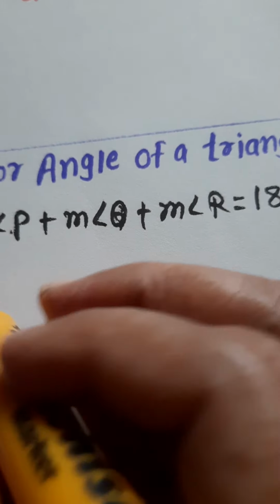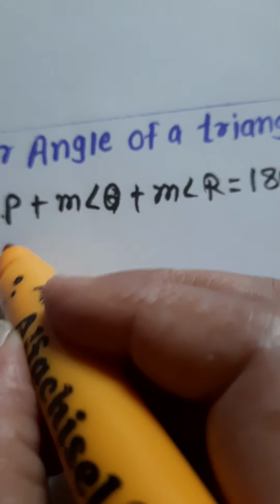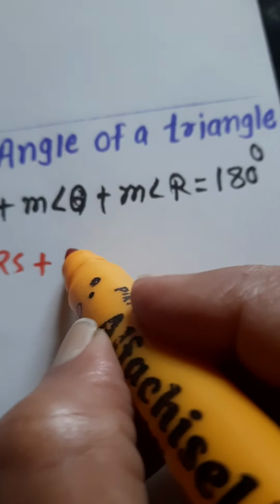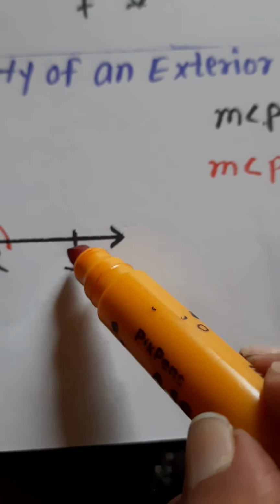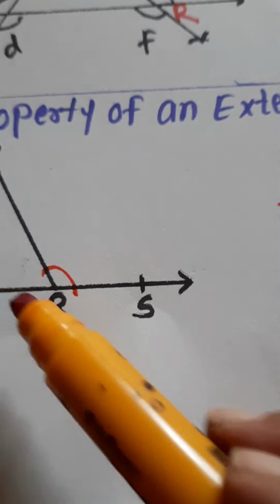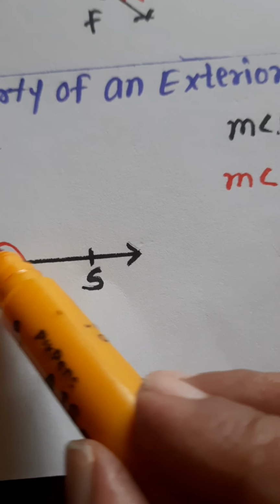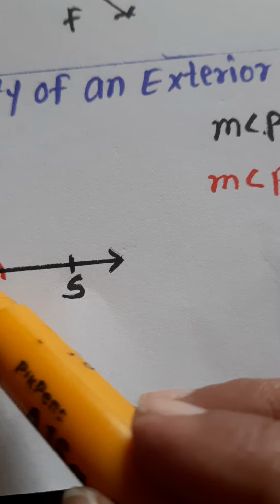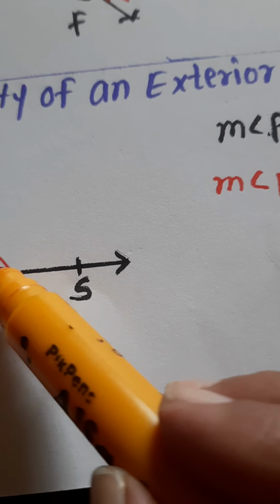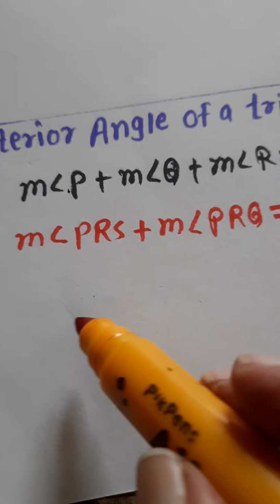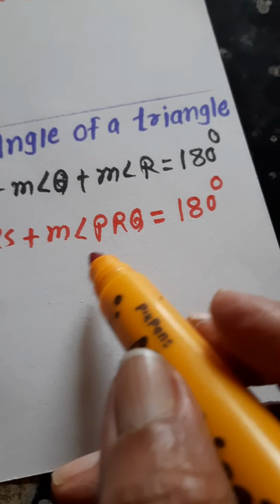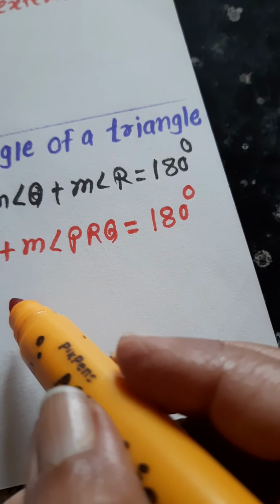Then I will write here the measurement of PRS and the measurement of PRQ. See here, PRS and PRQ, these two angles are linear angles. Linear pair, right? They are angles of a linear pair, so what will their sum be? 180 degrees.